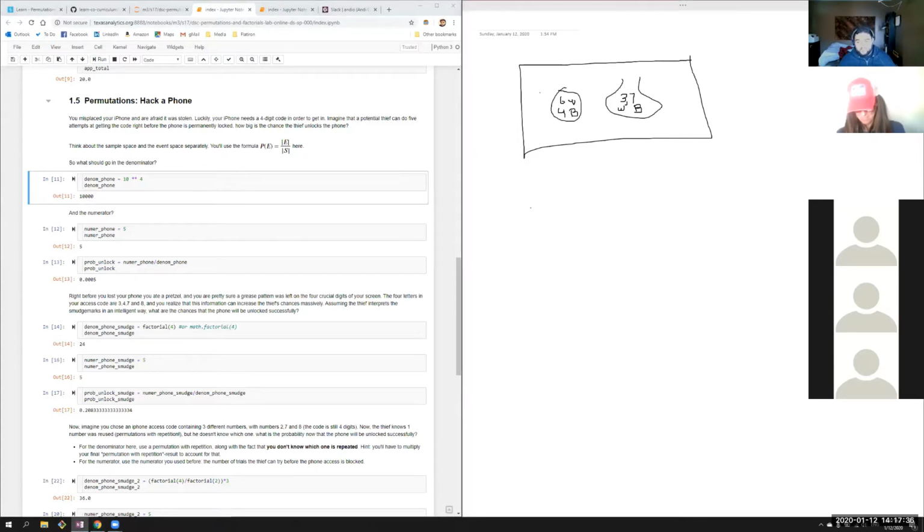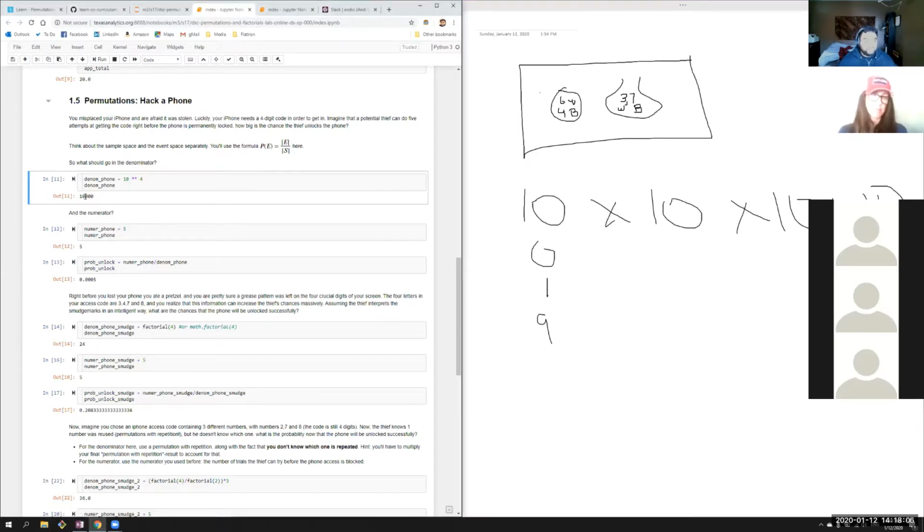There are 10 ways you can pick the first digit, multiply that by 10 ways you can pick the second digit, multiply that by 10 for the third, and 10 for the fourth, right? And each time we're picking something between 0 and 9. And every time we pick a number, we still have the same pool of numbers to draw from. So that's why our sample space, i.e. the total possible outcomes, is going to be 10 raised to the power 4. So there's 10,000 possible combinations. So we all got that, right?